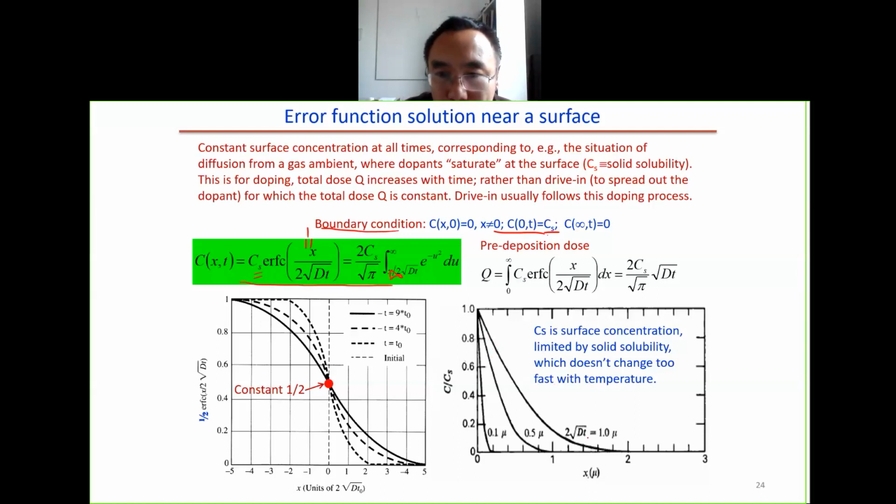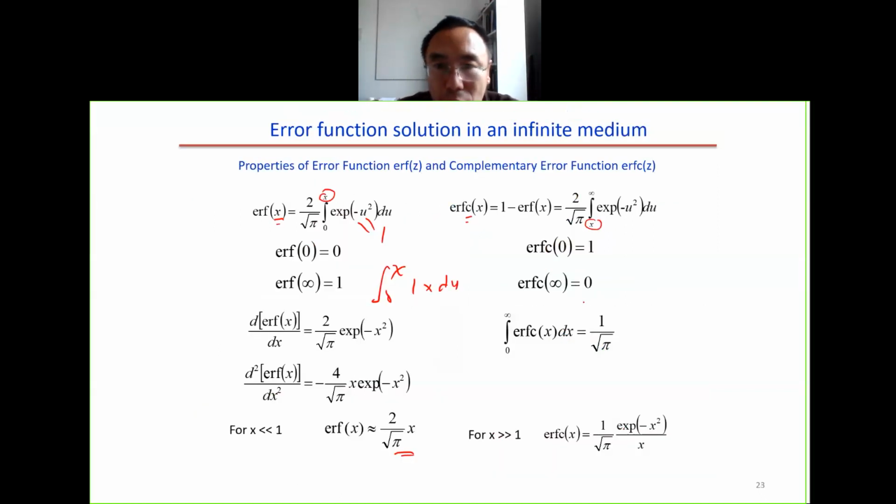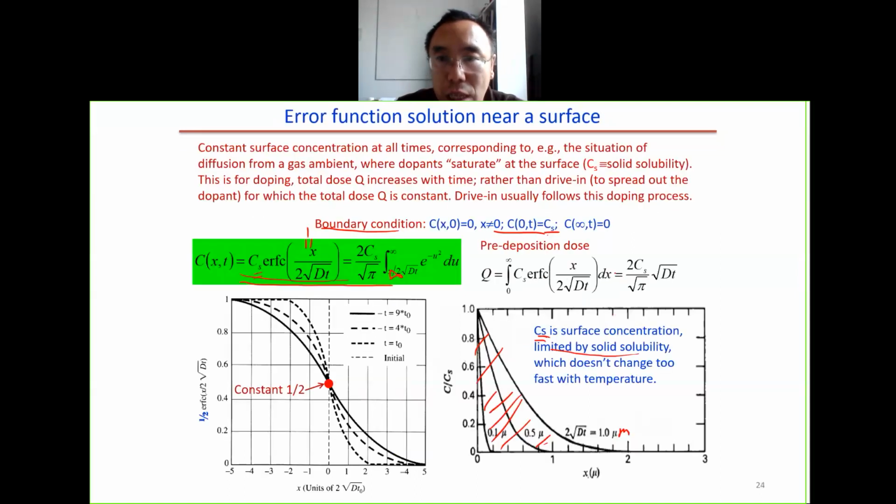So this is for 2 square root of Dt equal to 0.1 micrometer, 0.5 micrometer, and 1 micrometer. The Cs, as we said, is limited by the solid solubility of each material in the silicon. Then we want to know the total dose. The total dose is given by the integration from 0 to infinity of this formula dx. We have seen that the integration of the complementary area function is 1 over square root of pi, so we get this formula. This is the dose for the pre-deposition.